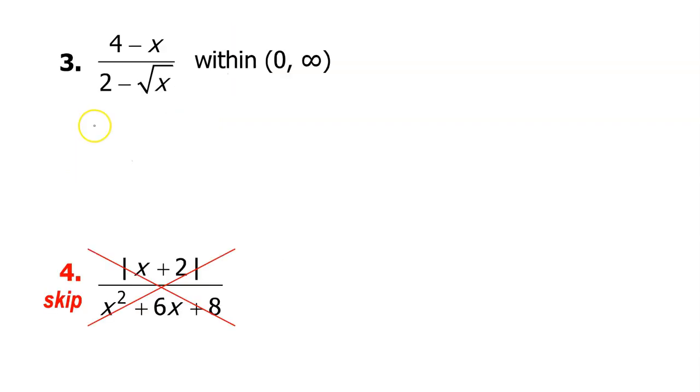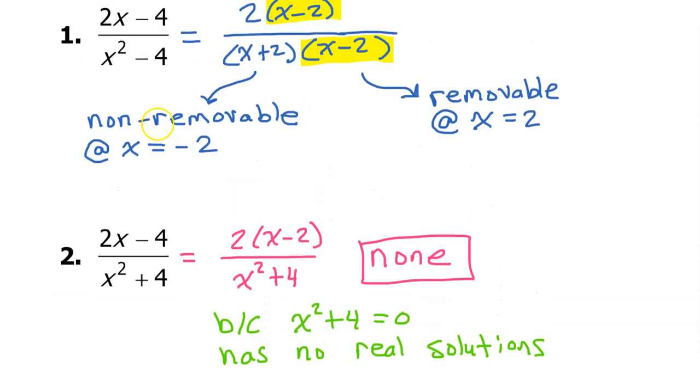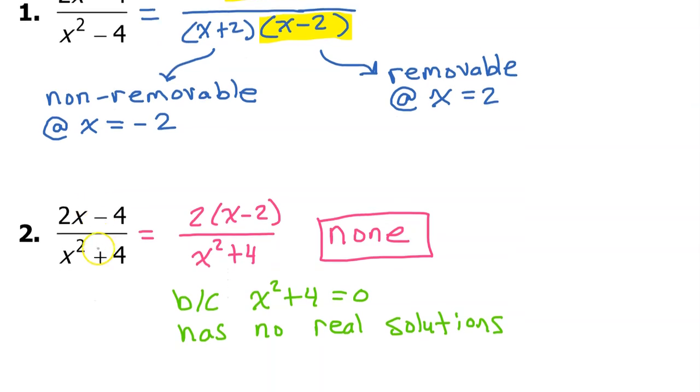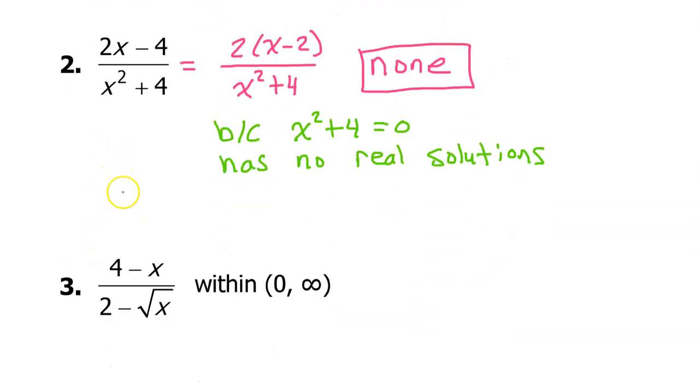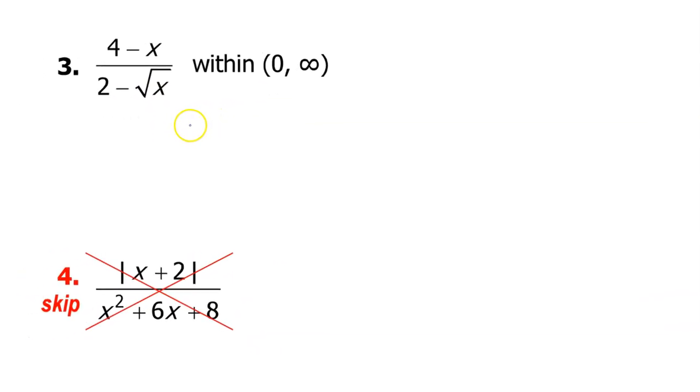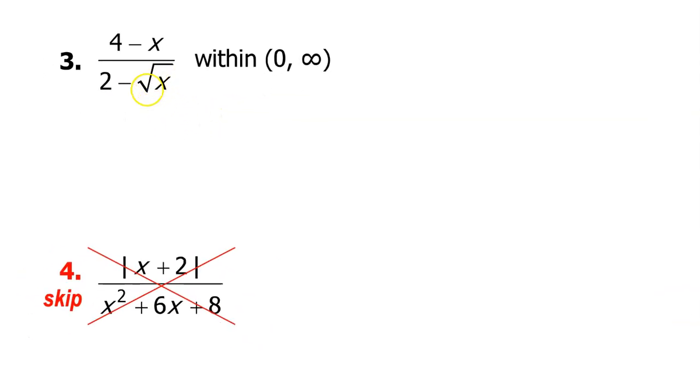We have to be more careful with problem number 3 because of the square root of x part. Looking at the previous two problems, these were rational functions. We have a polynomial in the numerator and a polynomial in the denominator for both of these problems. But 2 minus the square root of x is not a polynomial. So we can still set the denominator equal to 0 to see if there's going to be a discontinuity. So let's go ahead and get that out of the way.